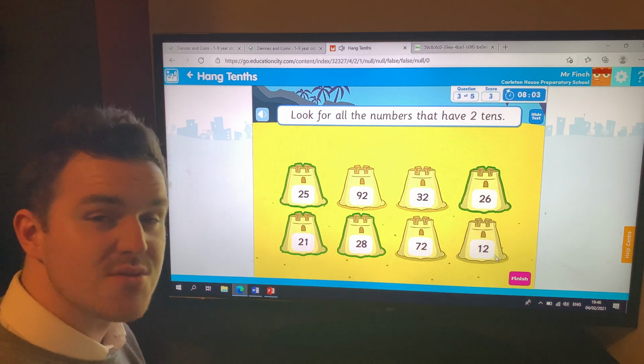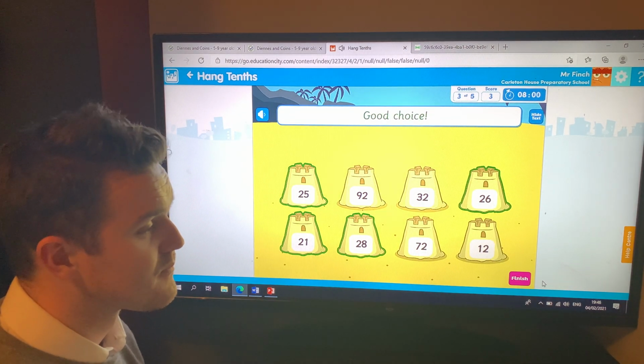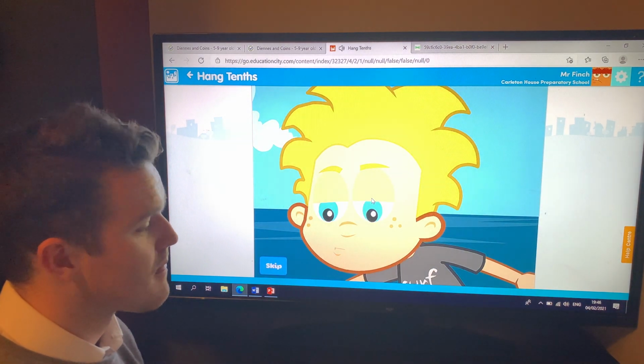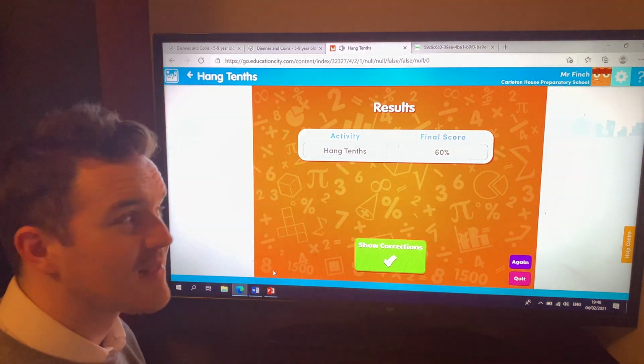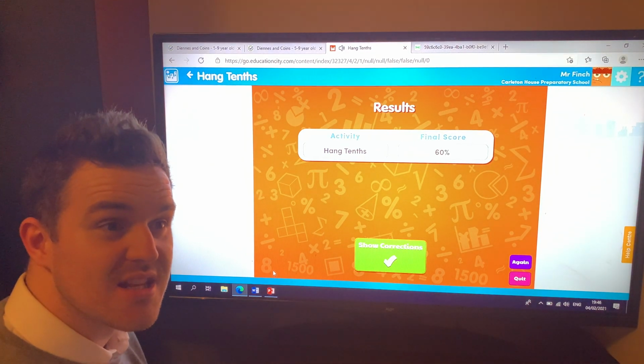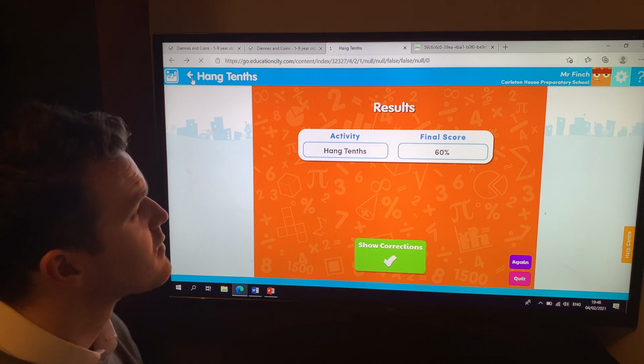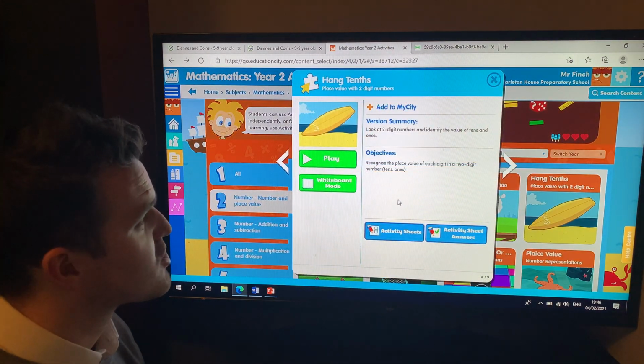And there's a few other numbers with 2s, but they're not in the tens column. I'm going to put that game in your Education City account next week. Okay, I'm going to go back one step, and we're going to try another one.